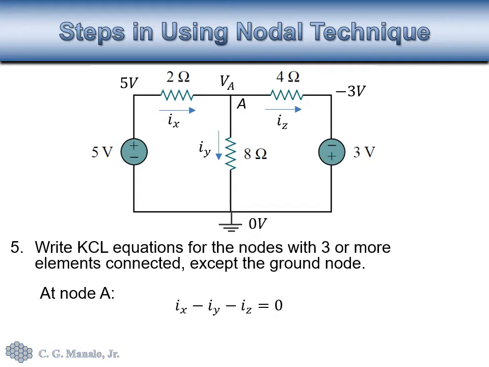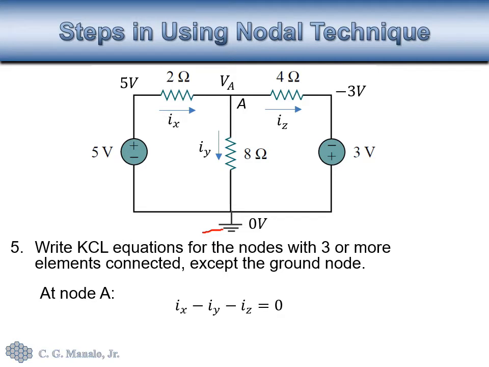So there you have it. I just made permanent the labels and the potentials that we have made on the last slide. So the fifth step is to write KCL equations for each of the nodes that we have identified where at least 3 or more elements are connected, with the exception of the ground node.